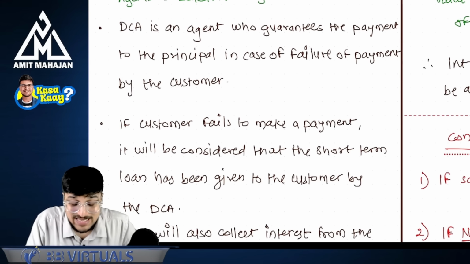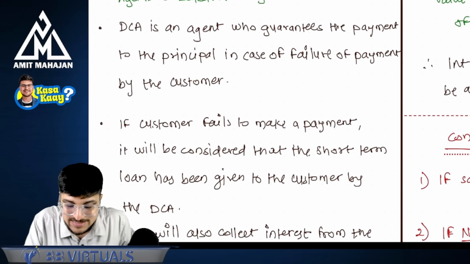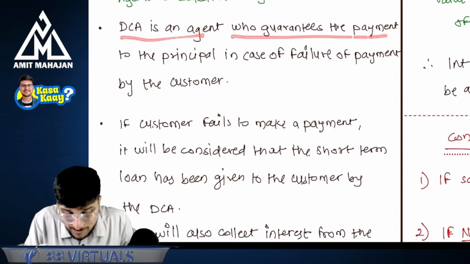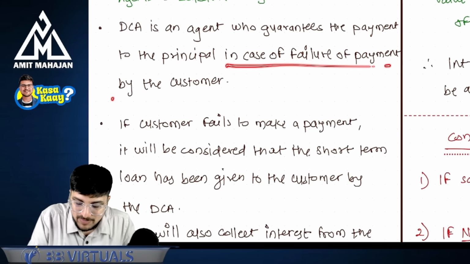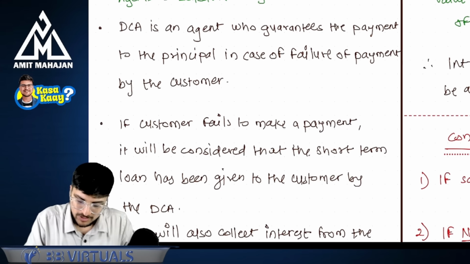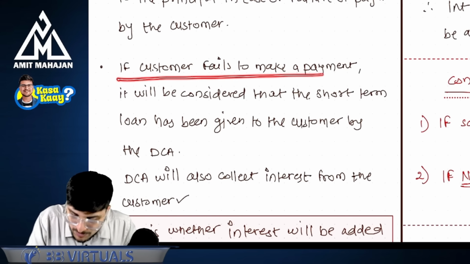Okay. Now, just a small background. The DCA, that is the Del Credere agent, is an agent who guarantees the payment to the principal in case of failure of payment by the customer. Okay.